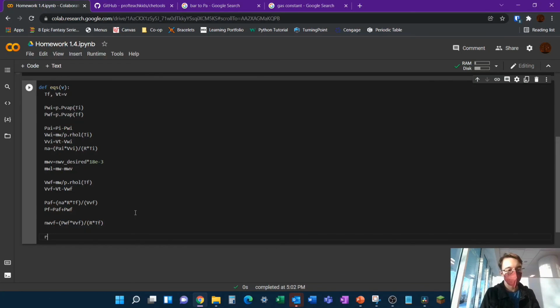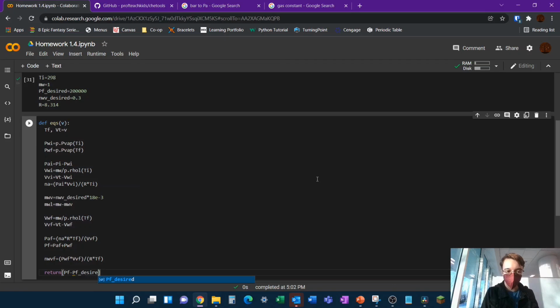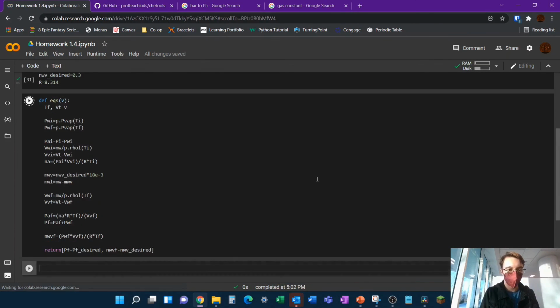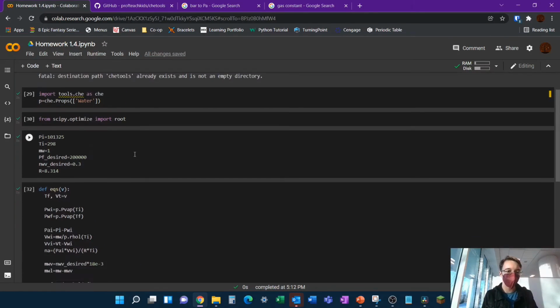So we need this to return a vector with two values. The first is the pressure final minus the pressure final desired, and the second is the moles of water vapor final minus the moles of water vapor desired. Shift enter, and now we've got all of our equations in there. Now let's use the root function to find our solution.